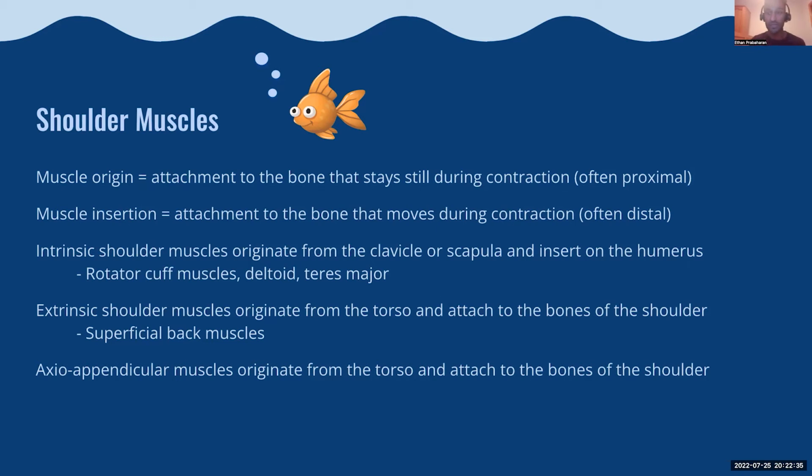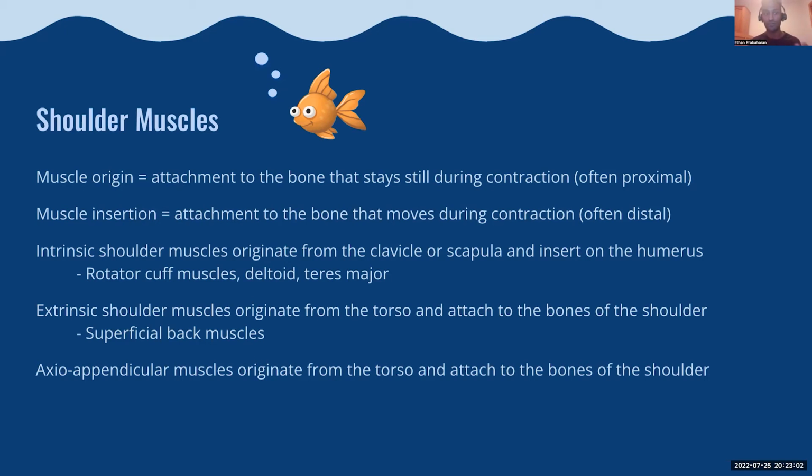There's also three groups of muscles that are worthwhile considering around the shoulder. And the terminology here actually extends to a bunch of different joints. So intrinsic shoulder muscles originate in the shoulder, right? They're intrinsic to the shoulder. And so they originate from the clavicle or the scapula, and they'll insert on the humerus. Examples of these are the rotator cuff muscles, the deltoid and teres major.